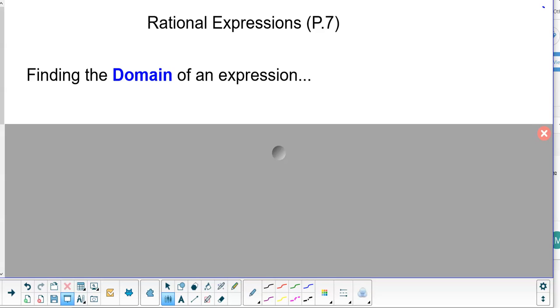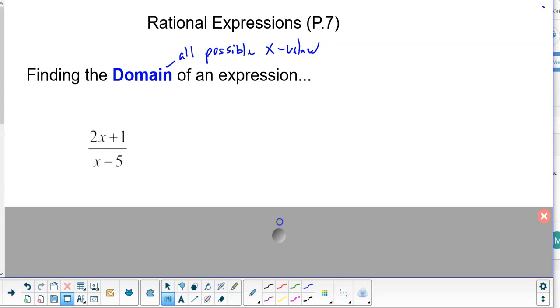Okay, today we're talking about rational expressions, which means fractions, right? So domain are all possible x values. So we are talking about the x values in a graph, all the possible ones. So kind of an interval of x values.